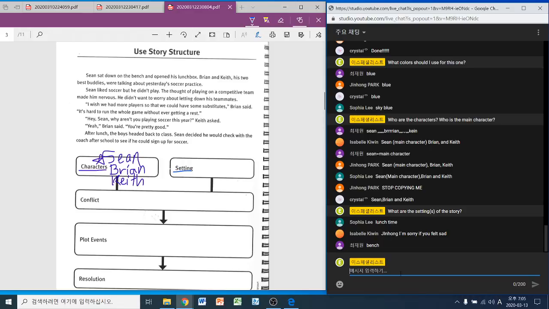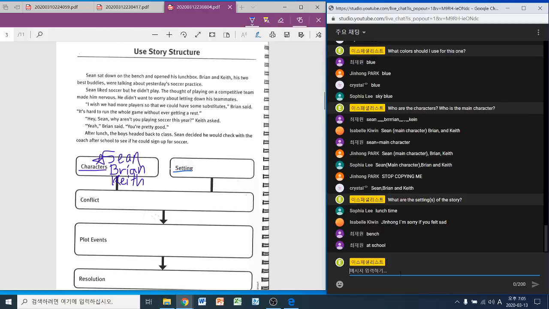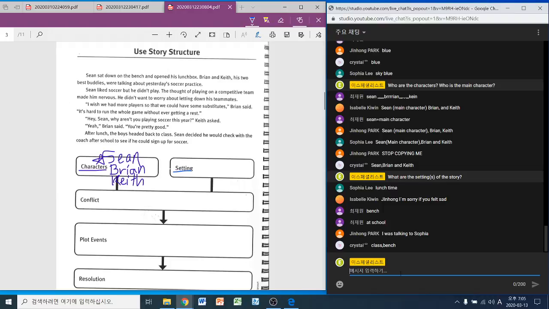Shinjae says, bench. Yes, we have here bench. We can be a little more specific. Yes, bench at school. Yes, we know it's the school because they're going back to class. Jinhong says, I was talking to Sophia. That is not the setting of the story.